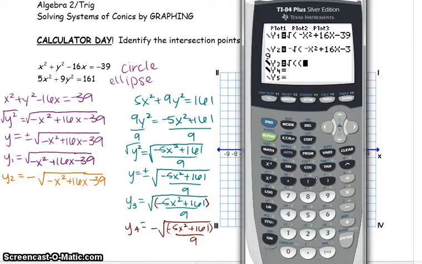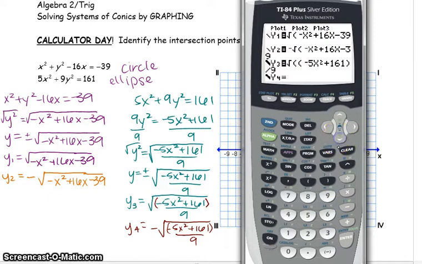Now, I should probably mention this. Depending on what kind of calculator you have, your formatting may be slightly different, but it never hurts to have an extra set of parentheses in there. So I would do this just in case. Okay, so add your second parenthesis there, and you should have negative 5x squared plus 161. And close your parenthesis for your numerator. And that's all over 9.